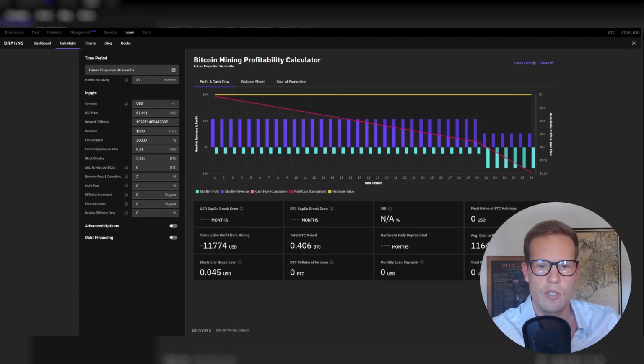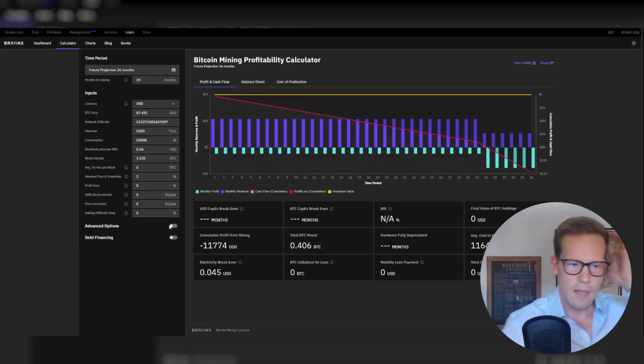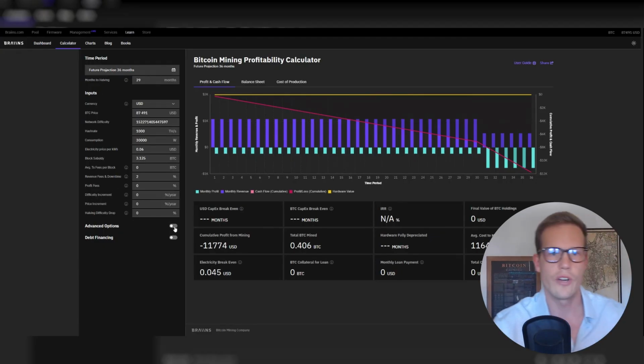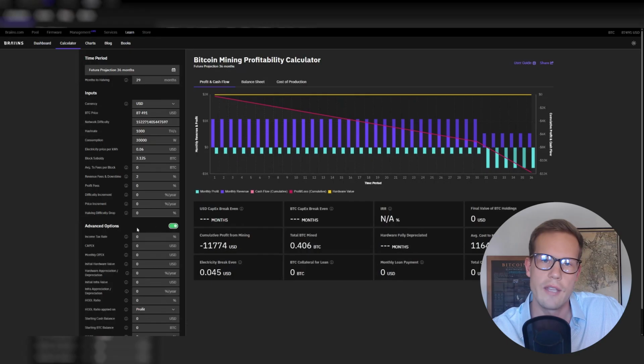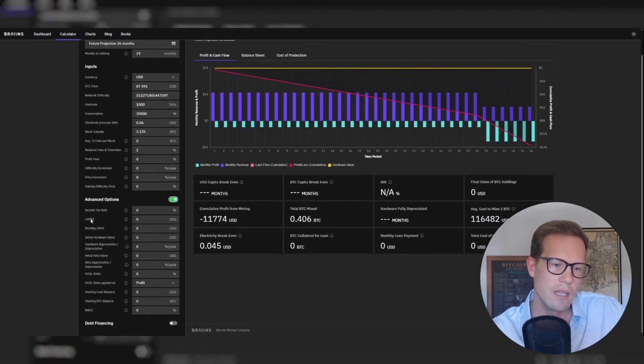So for the next two examples, we're going to focus on the basic inputs that I've just laid out. But if you want to get even more granular, and we can go down that rabbit hole in another episode, there are advanced options, right? One of which we will have to use, right? CapEx, your miner, how much are you spending?